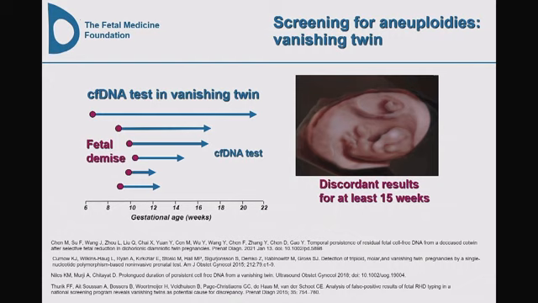This happens in about 2% at the 12-week scan, and the question here is, can we offer to our patient presenting with a vanishing twin the use of cell-free DNA as a screening test for Down's? And the answer is no.